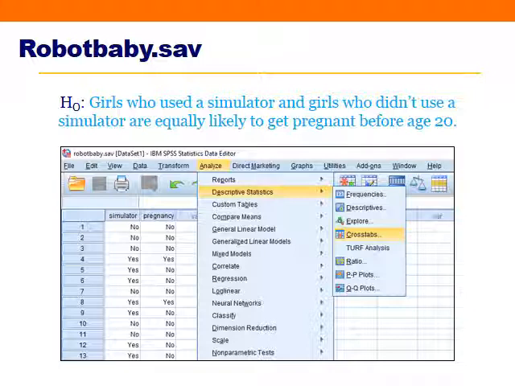To compare the percentage of pregnancies between the simulator and non-simulator groups, we're going to perform a two-way chi-square test in SPSS, and depicted on the screen right now is how we do that. We go to Analyze, Descriptive Statistics, which is a menu we've been into before, but we're going to select a new option called Crosstabs. As we'll see, we're going to end up with a table that looks very much like the tables that we saw in the slides on Monday.